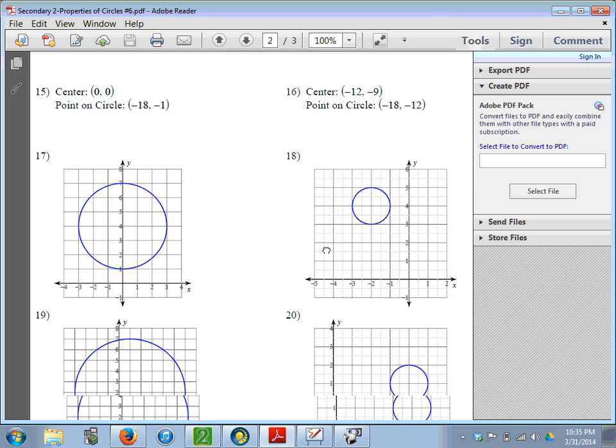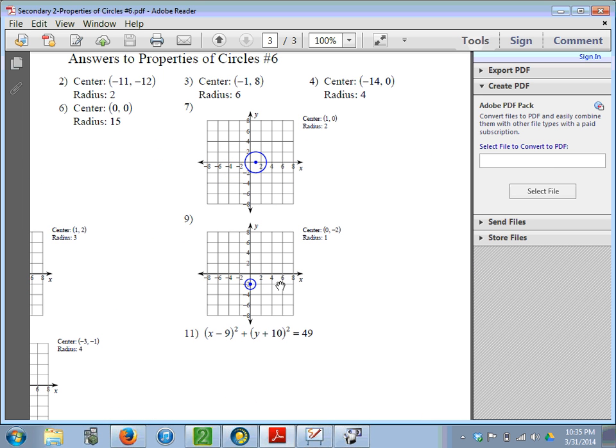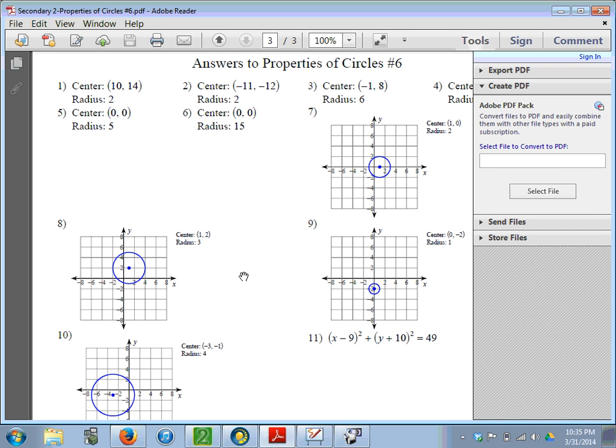So just checking the answers. That's what number 7 should look like. Center is at 1, 0 with a radius of 2. Number 8, center is at 1, 2, and has a radius of 3.